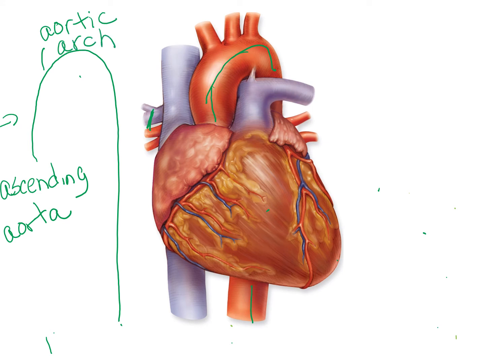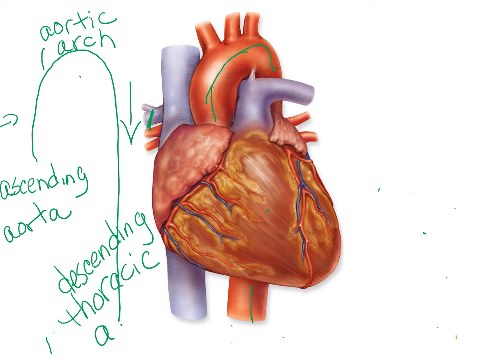And then the one that's headed down this way is the descending thoracic aorta. Thoracic is important, guys, because the aorta is going to go all the way through the diaphragm and into the abdominal cavity. So we also have an abdominal aorta.